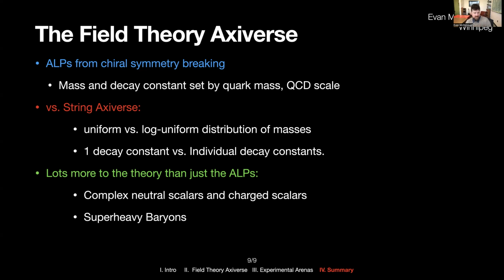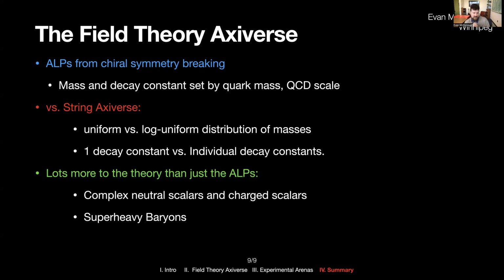I'd also note that in the field theory Axiverse, there's only one non-perturbative effect at play, which is confinement in your dark QCD, and that leads to having one universal decay constant for the different pions. Versus in string theory, you have this plethora of non-perturbative effects that you can play with, and this leads to a plethora of decay constants. You can get a unique decay constant, a unique mass for every axion in the game. So this one versus many decay constants distinguishes the string Axiverse and the field theory Axiverse as well.